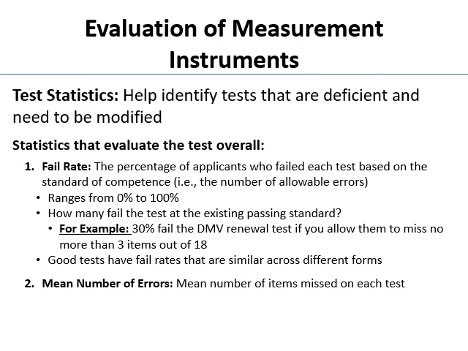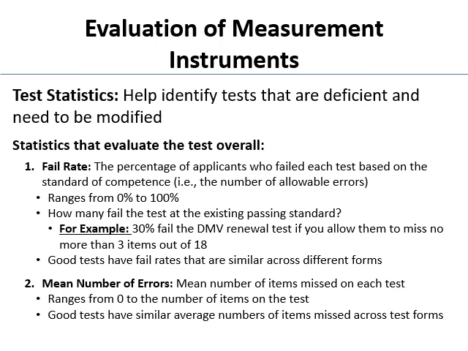Mean number of errors gives you more information about the underlying reason they failed. Did they fail a lot or just a little? It ranges from 0 to the total number of items on the test. Good tests have similar average numbers of items missed across test forms.